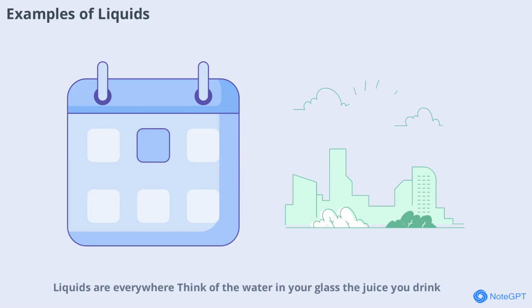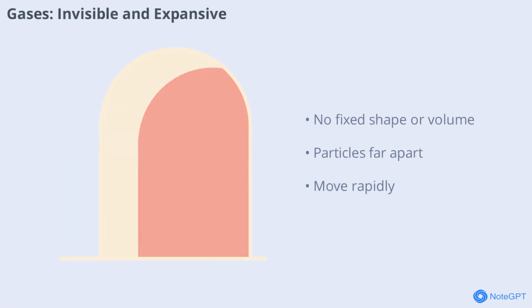Liquids are everywhere. Think of the water in your glass, the juice you drink, or the gasoline that fuels cars. Even honey and lava are liquids, though they flow at different speeds. Liquids can be thick or thin, clear or colored, but they all share the ability to flow and take the shape of their container. Now let's talk about gases.